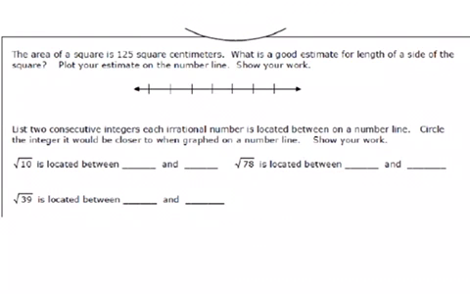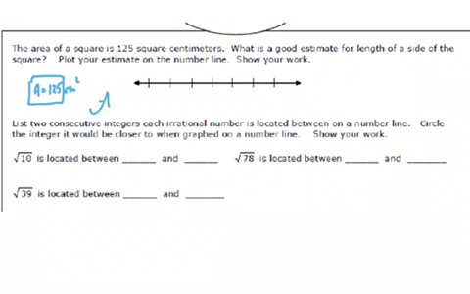Okay, so the area of a square is 125 square centimeters. What is a good estimate for the length of a side of the square? Plot your estimate on the number line. So we've got a square, and we know that the area is 125 square centimeters.